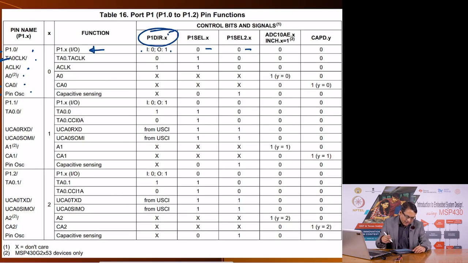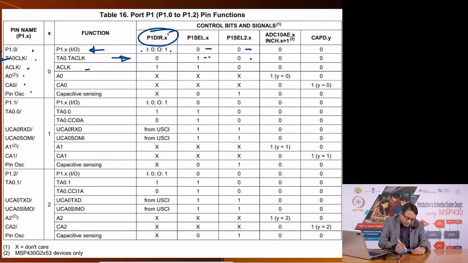Now, let us say that you do not want to use this pin as an input output pin, you in fact want it to become a clock for the timer. That means the value of the P1DIR register for bit 0 should be 0, the select and select 2 bits should be 1 and 0, and the ADC and the capacitive registers can have 0 0.